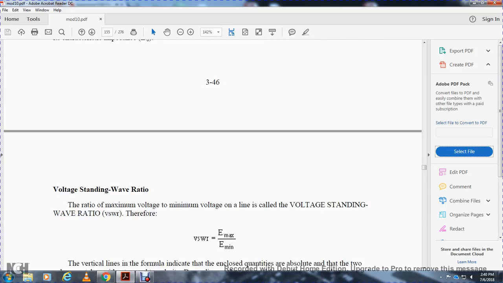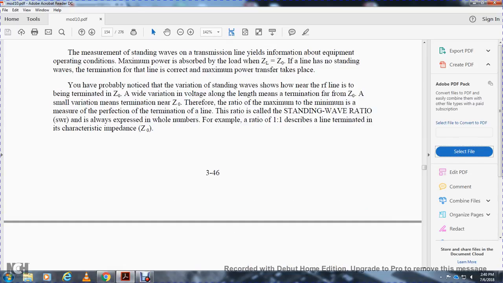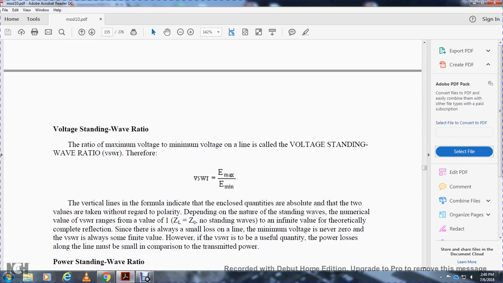Voltage standing wave ratio. The ratio of maximum voltage to minimum voltage along the line is called the voltage standing wave ratio. The voltage standing wave ratio is equal to the voltage max over the voltage minimum. The vertical lines in the formula indicate the enclosed quantities are absolute values, taken without regard to polarity, depending on the nature of the standing wave.